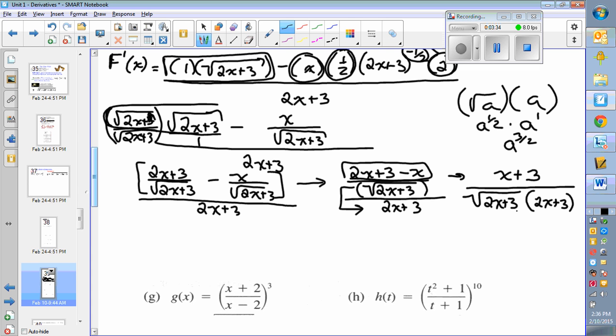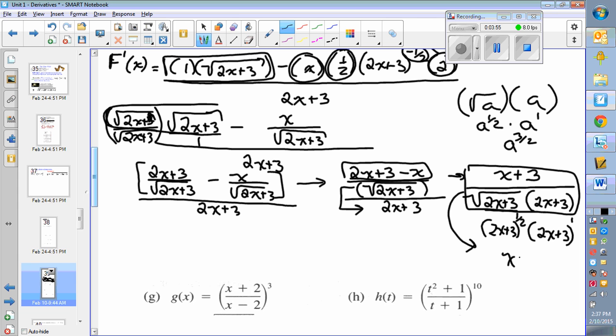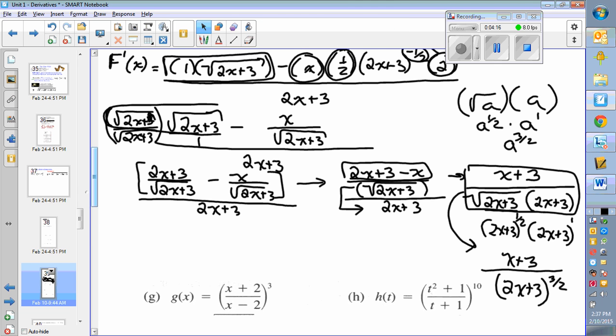I think we're going to do the same thing here. You have 2x plus 3, which is 2x plus 3 to the 1/2 power, times 2x plus 3 to the 1. And when you combine those, this is really just x plus 3 over 2x plus 3 to the 3/2. There's positive exponents, no other radicals. You could rewrite that at the bottom as square root of 2x plus 3, cubed. But that's pretty good right there. We'll leave it that way.